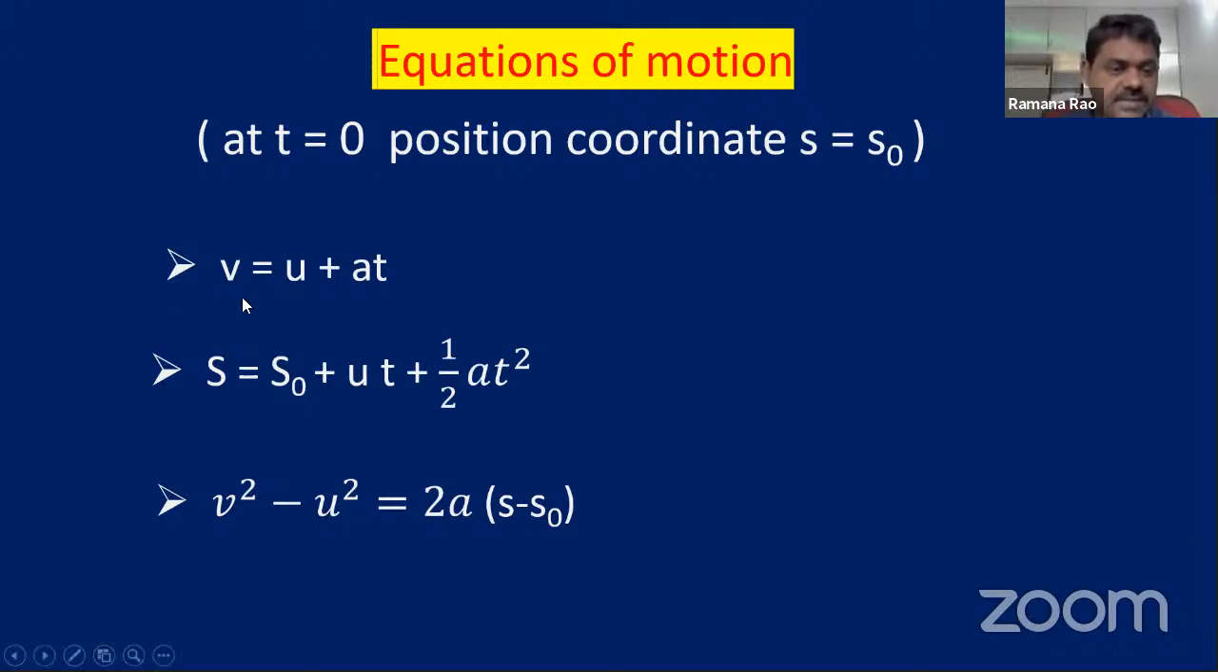So children, see v is equal to u plus at, because no displacement is there in this equation, so this will remain as it is. But this equation consists of displacement, so we have to add s naught to this one. Actually, s minus s naught we have to take. So minus s naught will become plus s naught here. So v square minus u square is equal to 2a into s minus s naught. So the resultant displacement in this situation is s minus s naught. So instead of s, if you use s minus s naught, that will give the equations.